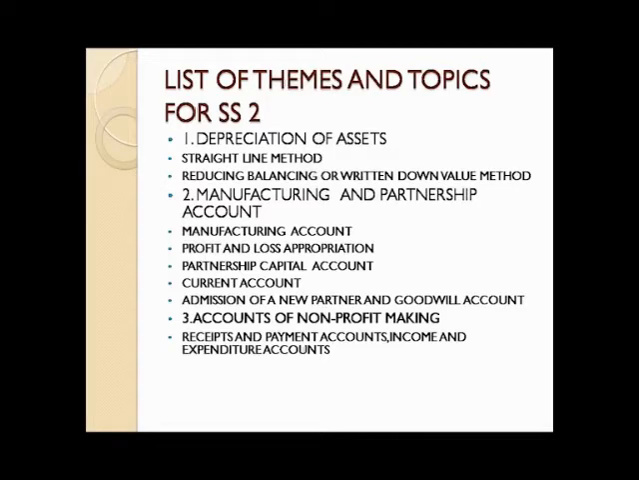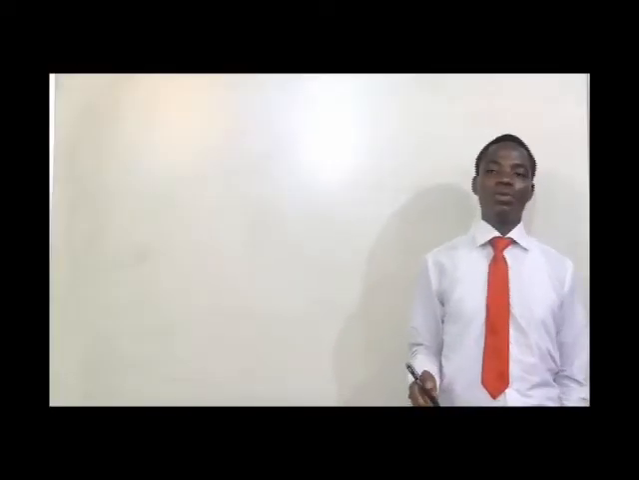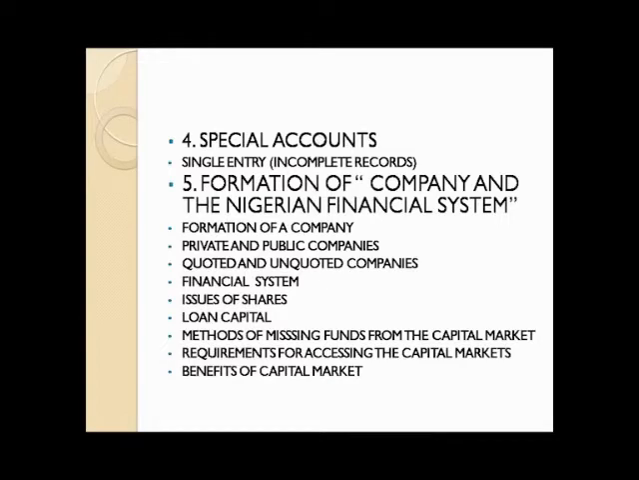The second theme is manufacturing and partnership accounts. Under it, the topics are manufacturing account, profit and loss appropriation, partnership capital account and current account. We also have admission of a new partner and goodwill account. Theme 3 is accounting of non-profit making organizations, where we have receipts and payment account, income and expenditure account. The fourth theme is special accounts, which are single entry and incomplete records. Then the last theme is the formation of companies and the Nigerian financial system.